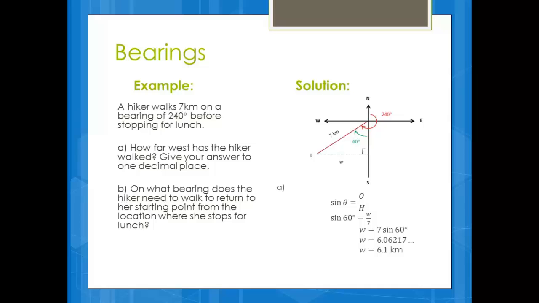To find the bearing on which the hiker needs to walk to return to their starting point, we draw a line through L parallel to our north line. This forms a pair of equal alternate angles. The hiker needs to walk on a bearing of 60 degrees to return to their starting point.